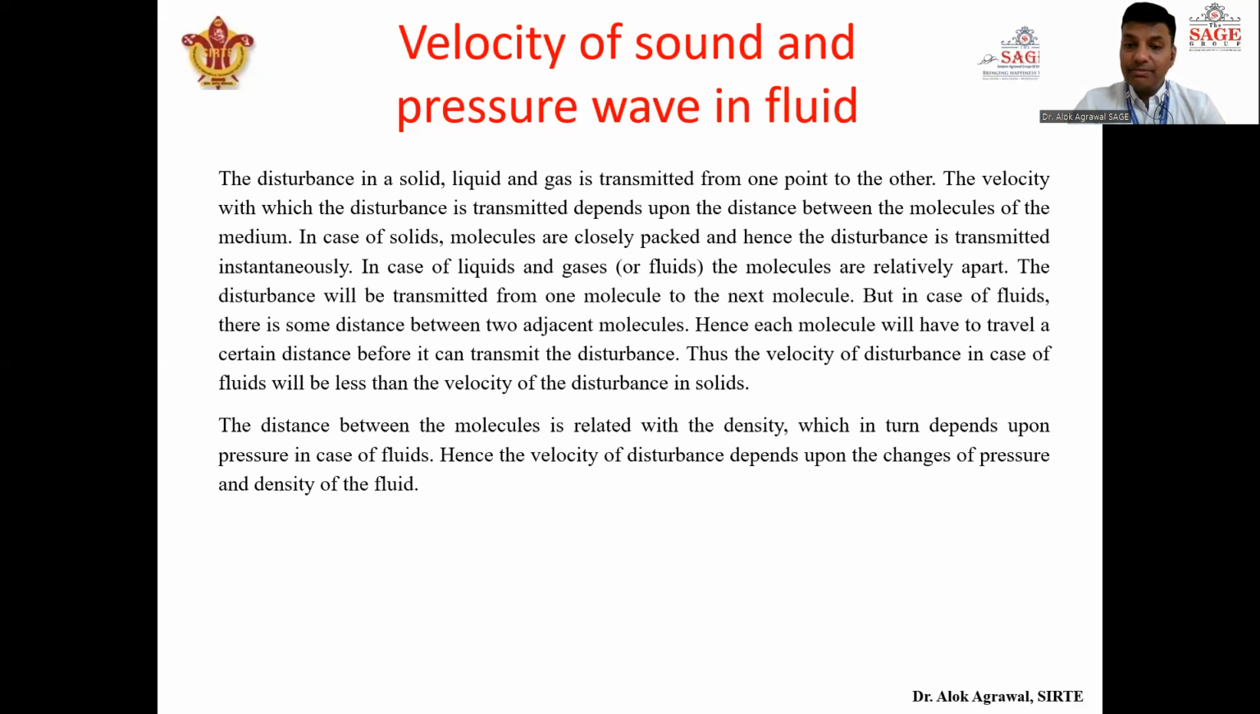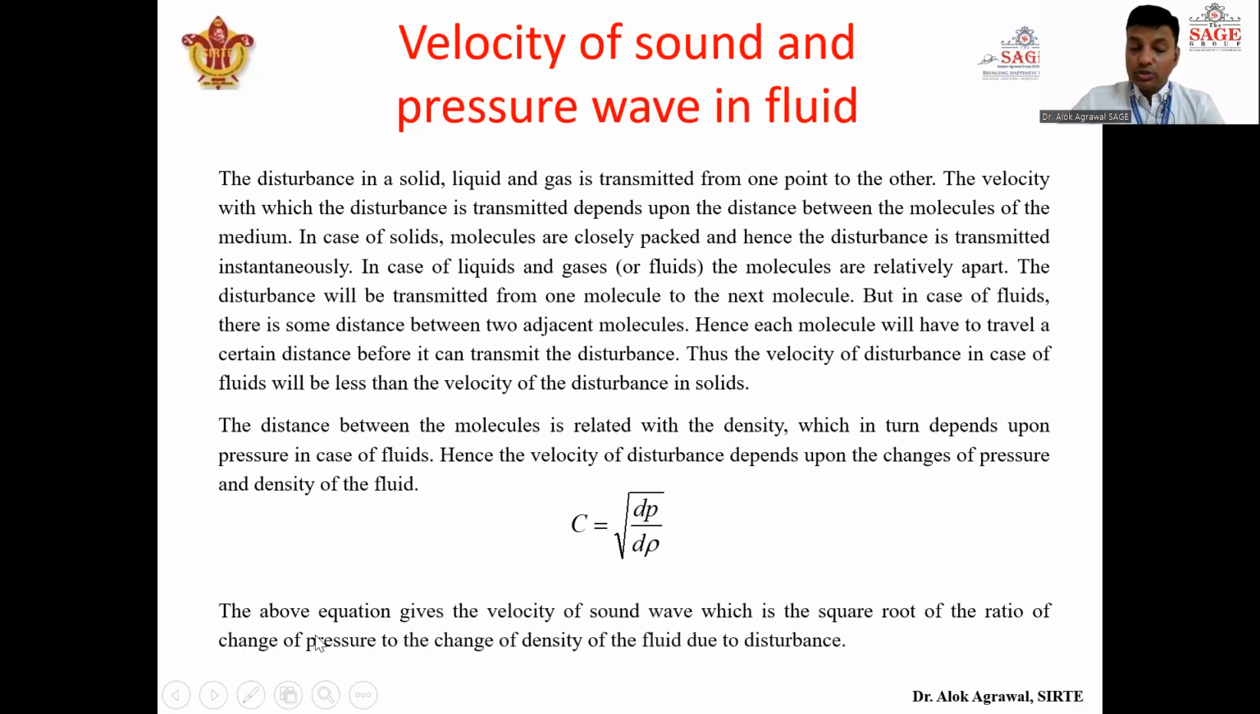Okay, so ultimately the velocity of sound or pressure wave in a fluid depends upon the pressure and density. Hence the velocity of disturbance depends upon the change in pressure and density of the fluid, and on the basis of that there is a formula for the velocity of sound, given by c equals under root dp by d rho. Dp is the change in pressure and d rho is the change in density. So this equation gives the velocity of sound wave.